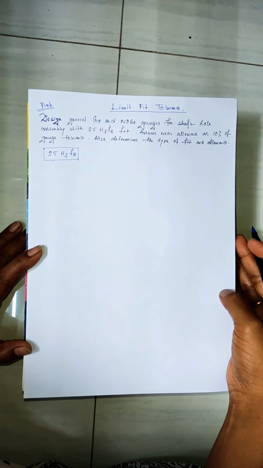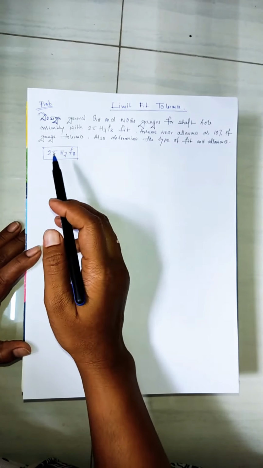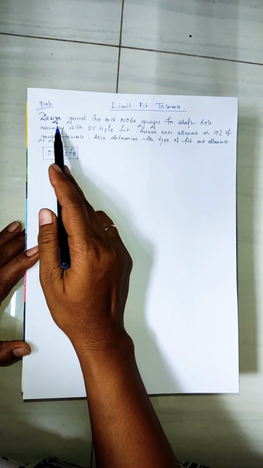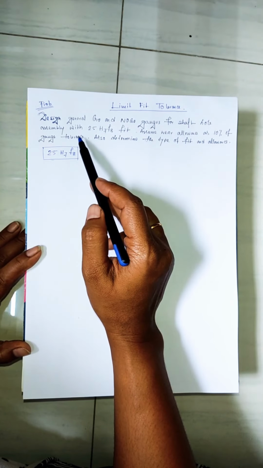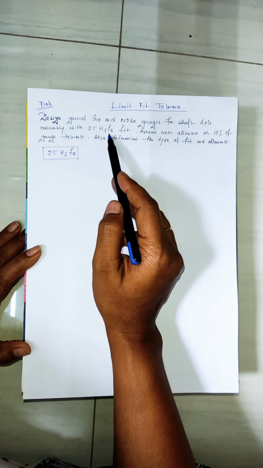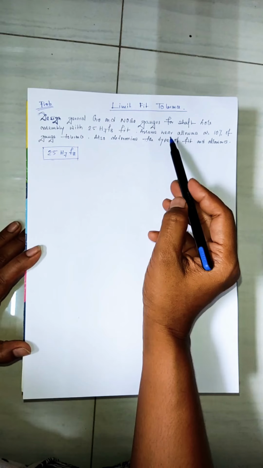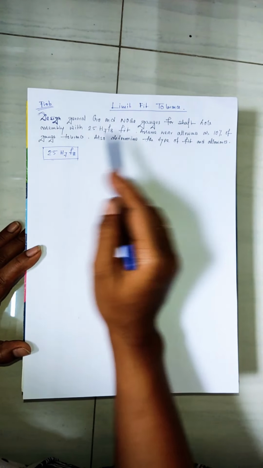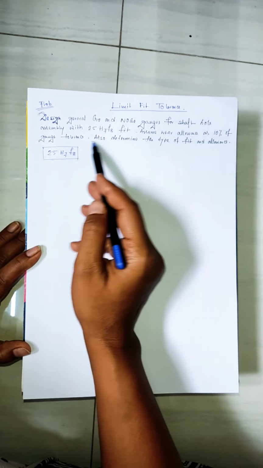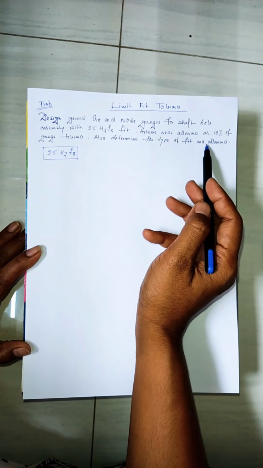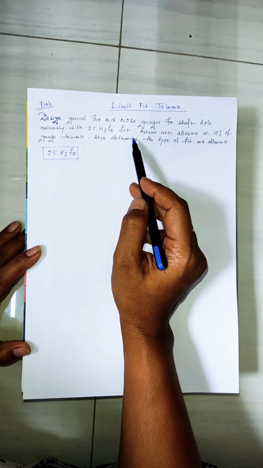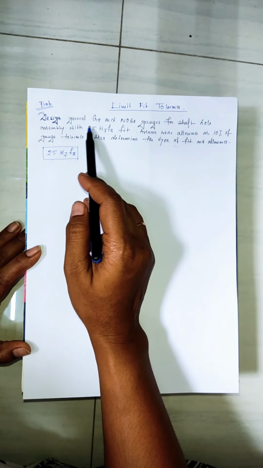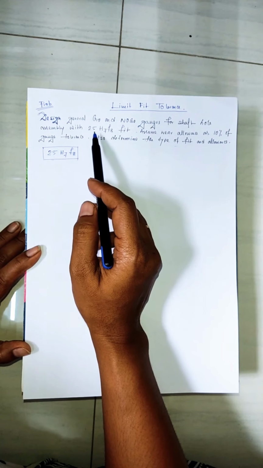आज मैं शुरू करने जा रही हूँ लिमिट फिट टॉलरेंस का एक प्रॉब्लम, जो मैं पहले ही लिख चुकी हूँ। Design general go and no go gauge for shaft hole assembly with 25 H7 F8 fit. Assume wear allowance as 10% of gauge tolerance. Also determine the type of fit and allowance. So first we calculate the type of fit and allowance, then we design the general go and no go gauge for shaft and hole assembly.